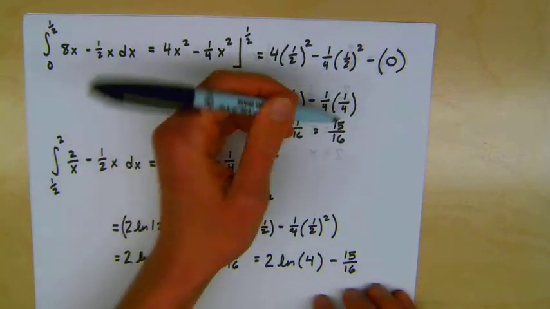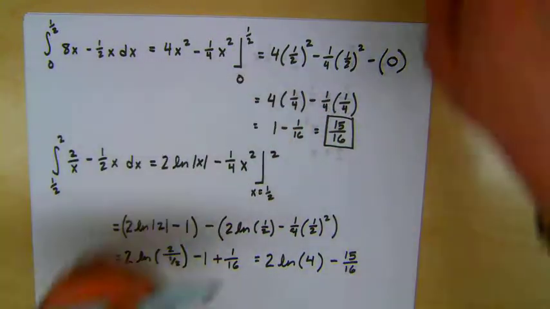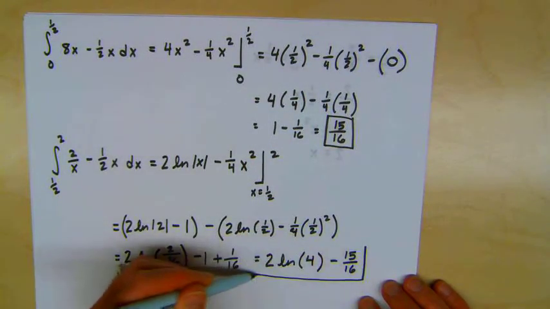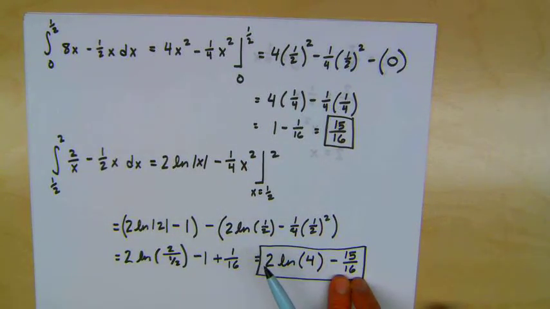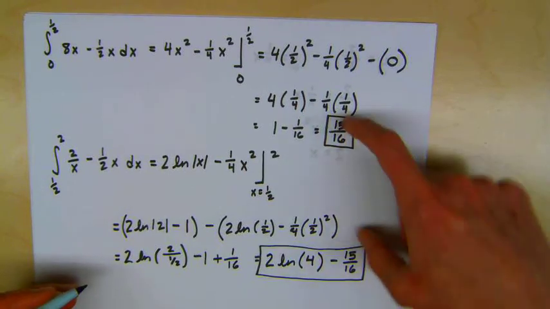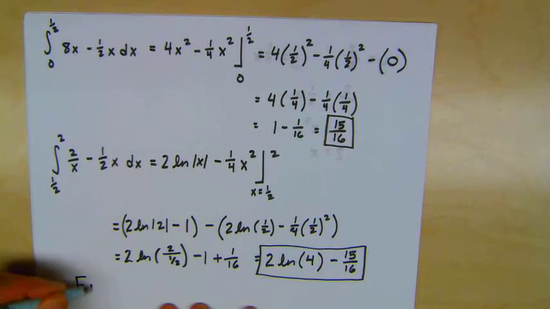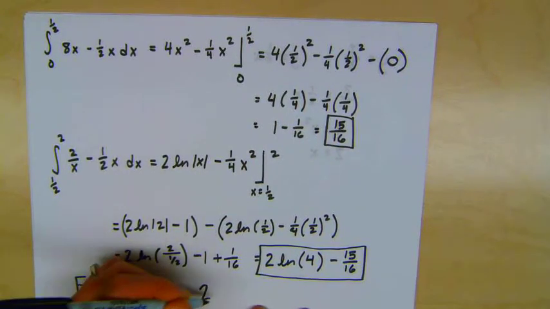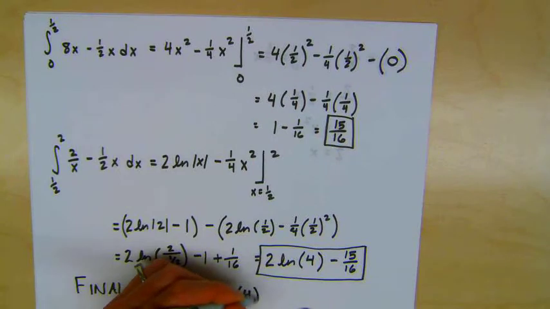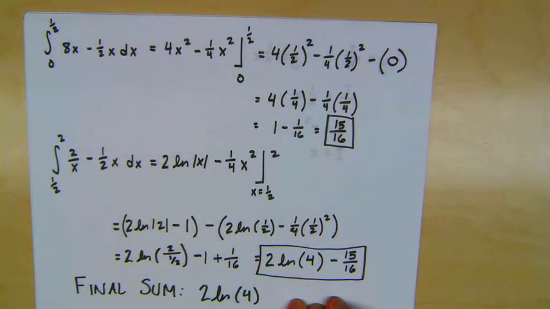So let's put these two pieces together. We got positive 15/16 for the first piece, and then we got this whole big chunk minus 15/16 for the second piece. And so this plus this, the 15/16 will cancel, and we'll see the final sum is just 2 times the natural log of 4. And I'm not going to add a plus c. Why don't I add a plus c? It's because this is a definite integral. This should be an exact numerical value. This isn't a family of functions.